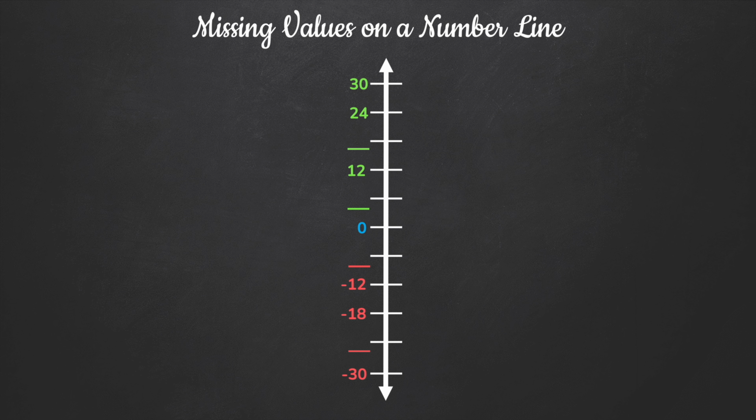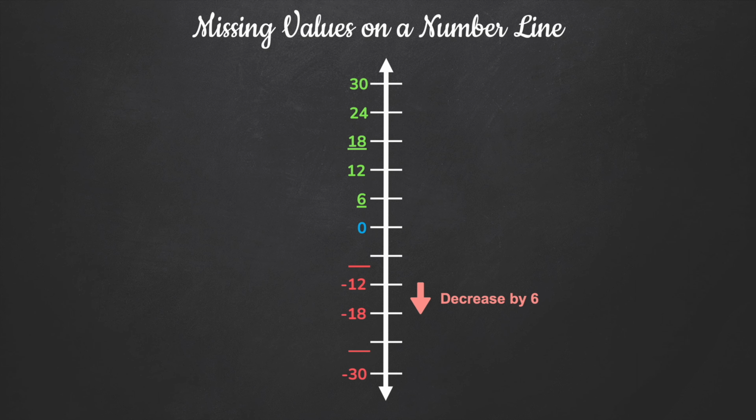Here we have another example, and again, we're missing some values on this vertical number line. So we're going to look for a pattern. If we look in between 24 and 30, we notice that there's an increase by 6. So that means that as we go up, we're increasing by 6. So starting at 0, we have 0, 6, 12, 18, 24, 30.